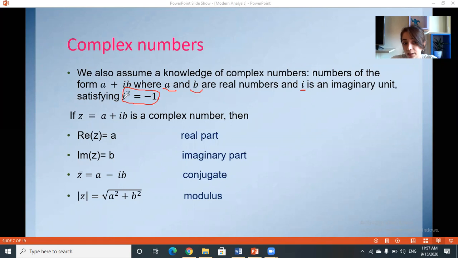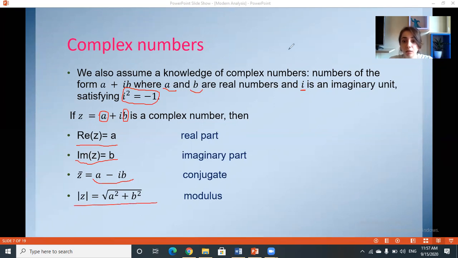Okay, if z is equal to a plus i times b, if this is a complex number, then the real part is a here. This is the real part, as I mentioned here, and b is the imaginary part. I mentioned it here. The conjugate of any complex number is a minus i times b. And the modulus is the square root of the sum of the squares of the real part and the imaginary part, of course, under the square root here.